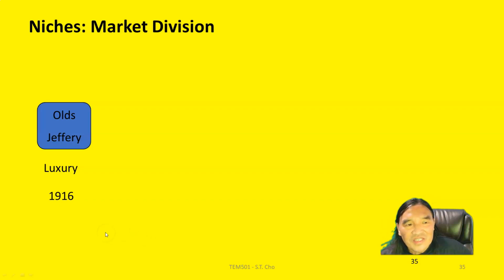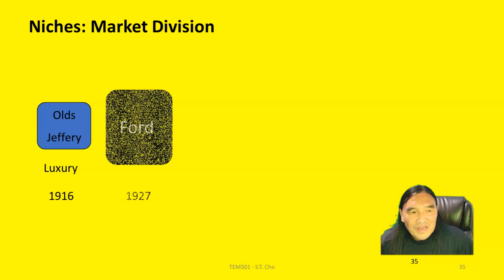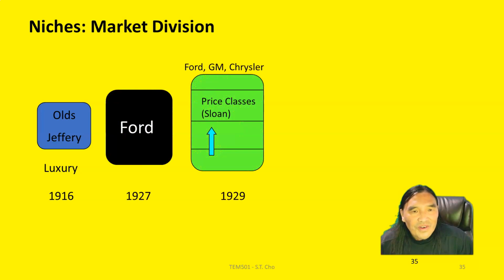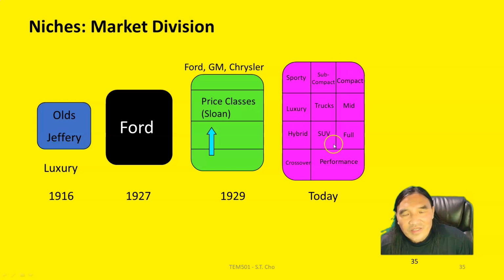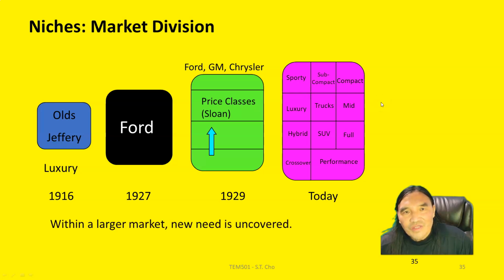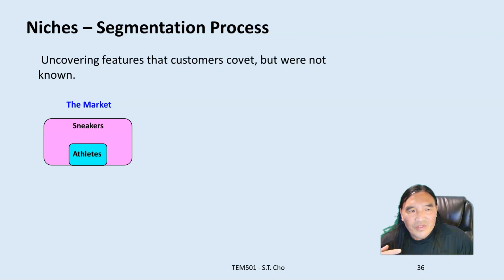In terms of niches, the car market. First, it was about Olds and Jeffrey. They were the only ones who made cars. And then Ford comes along. But then GM comes along, and what do they do? They break the market up into price classes and color. And today, as you can see, we have lots of different niches within the car market, whether it's hybrids, mid-sized cars, sporty cars, whatever. So within large markets, new markets are uncovered.